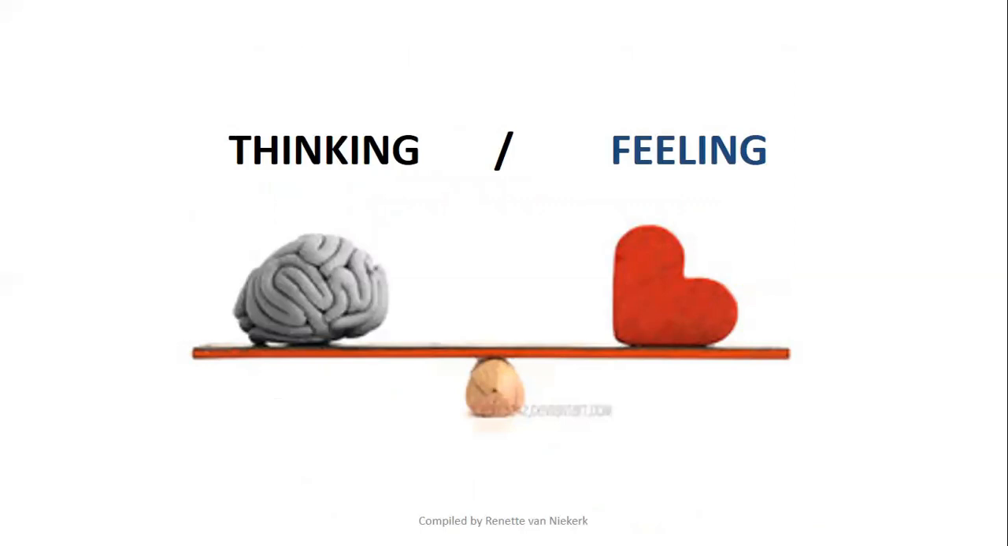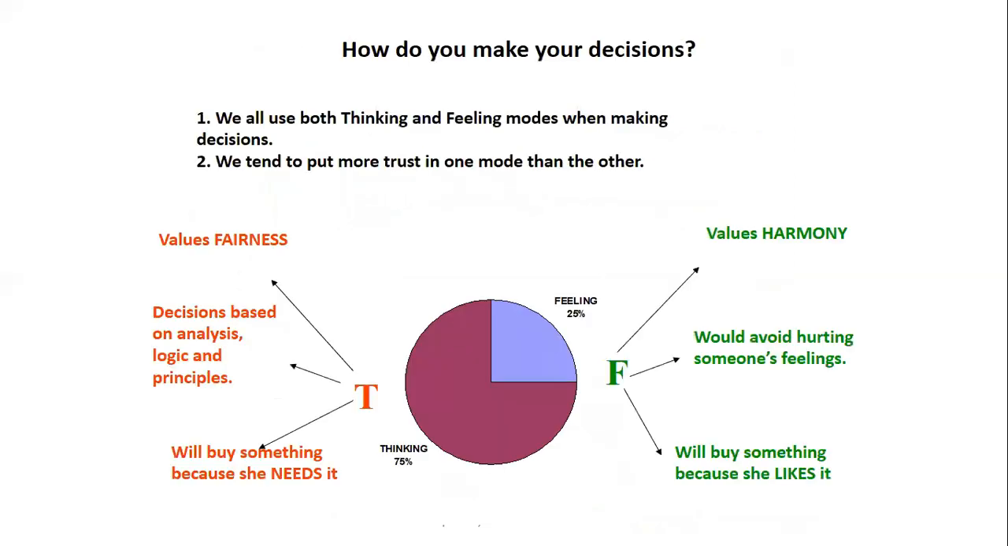The second thing the JPQ indicates is whether you are more of a thinker or more of a feeler. Thinking or feeling has to do with how you make your decisions. We all use both modes, thinking and feeling, when we make decisions, but we tend to trust one mode more than the other. So, your thinker will value fairness, and their decisions are mostly based on analysis, logic and principles.